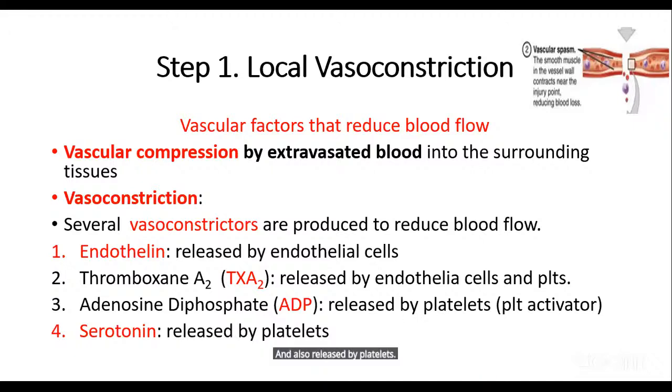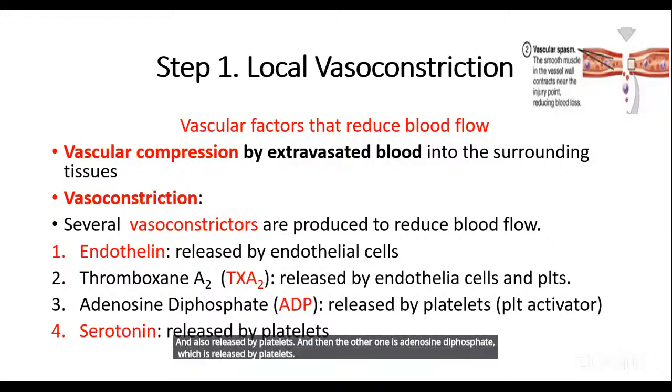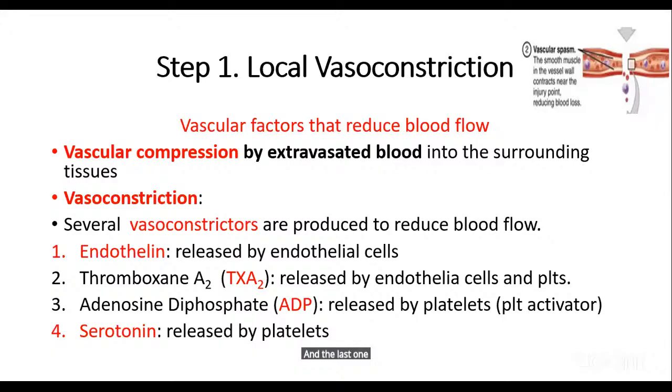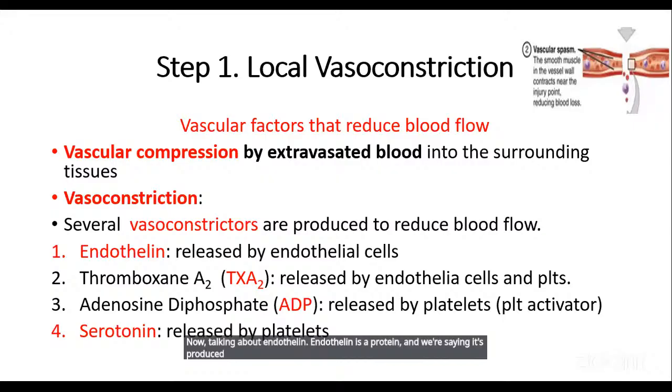And then the other one is adenosine diphosphate, which is released by platelets. And the last one is serotonin, which is also released by platelets. Now, talking about endothelin, endothelin is a protein, and we are saying it's produced by endothelial cells.